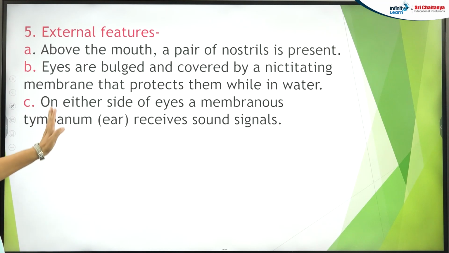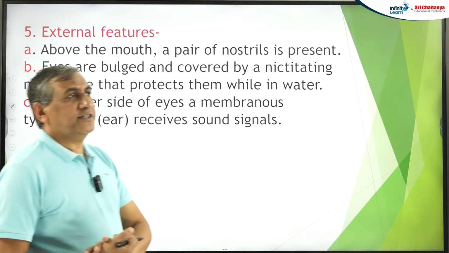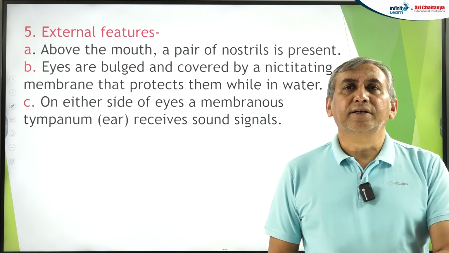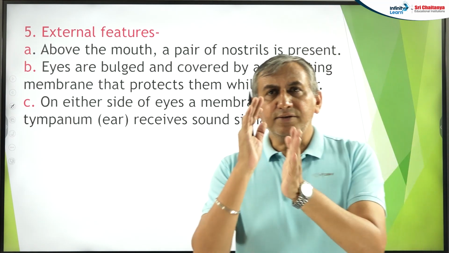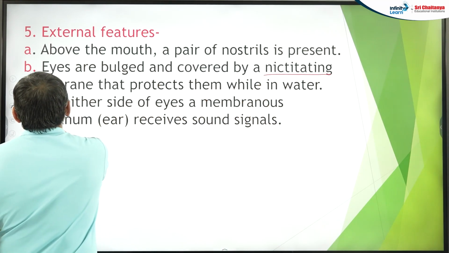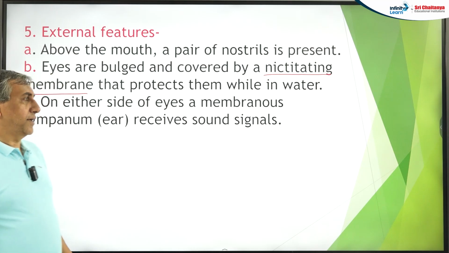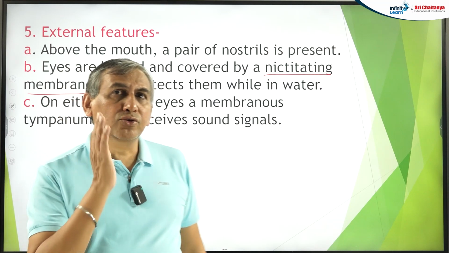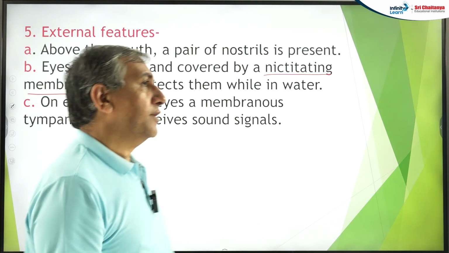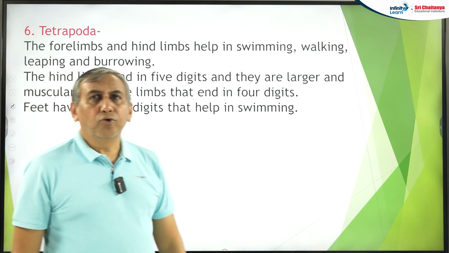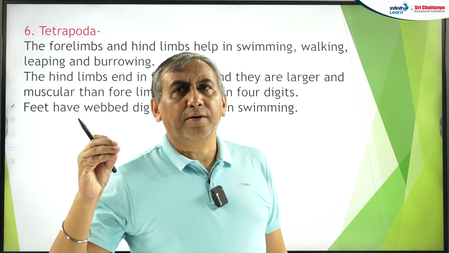Now see, they have a pair of nostrils and a pair of eyes, and very interestingly, as it lives in the water also, for the protection of the eyes the eyes are covered by the nictitating membrane. And they have a tympanum. In frog there is no external ear. So who represents the ear? That is known as the tympanum.